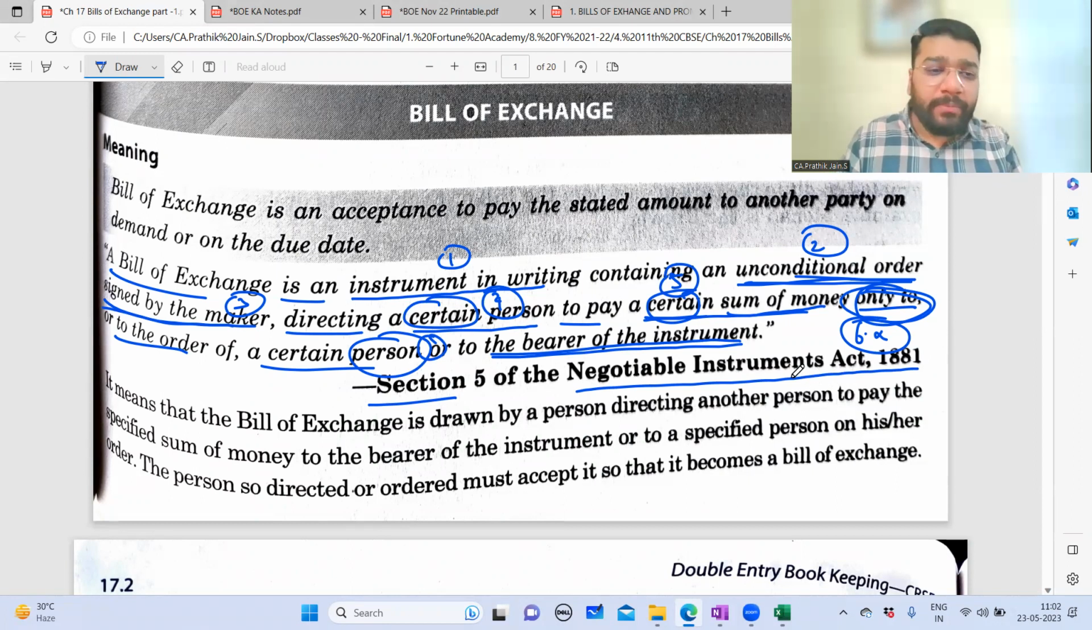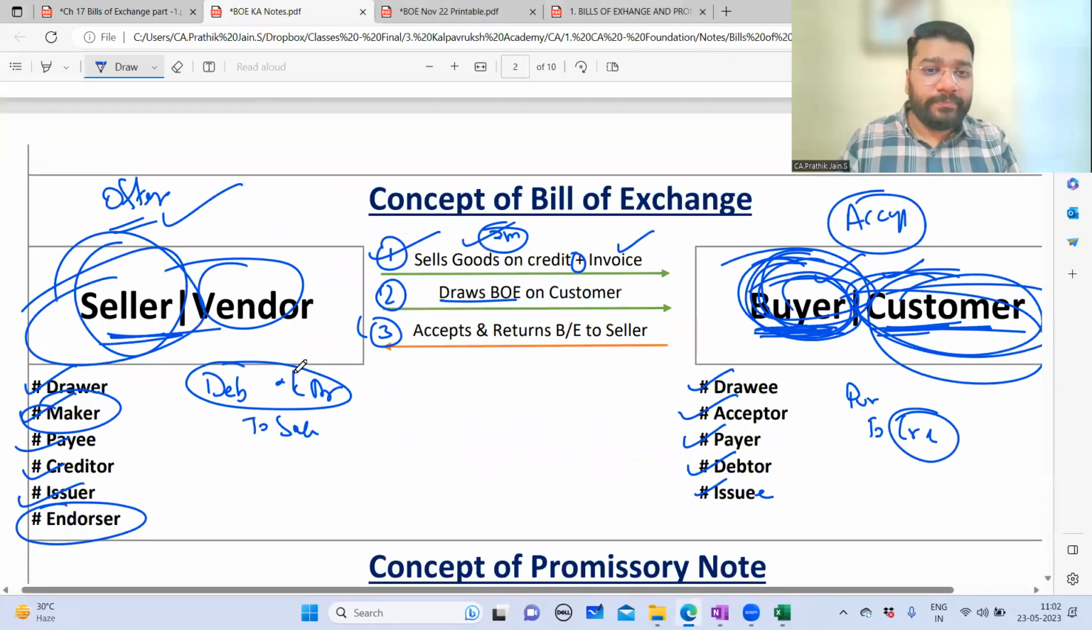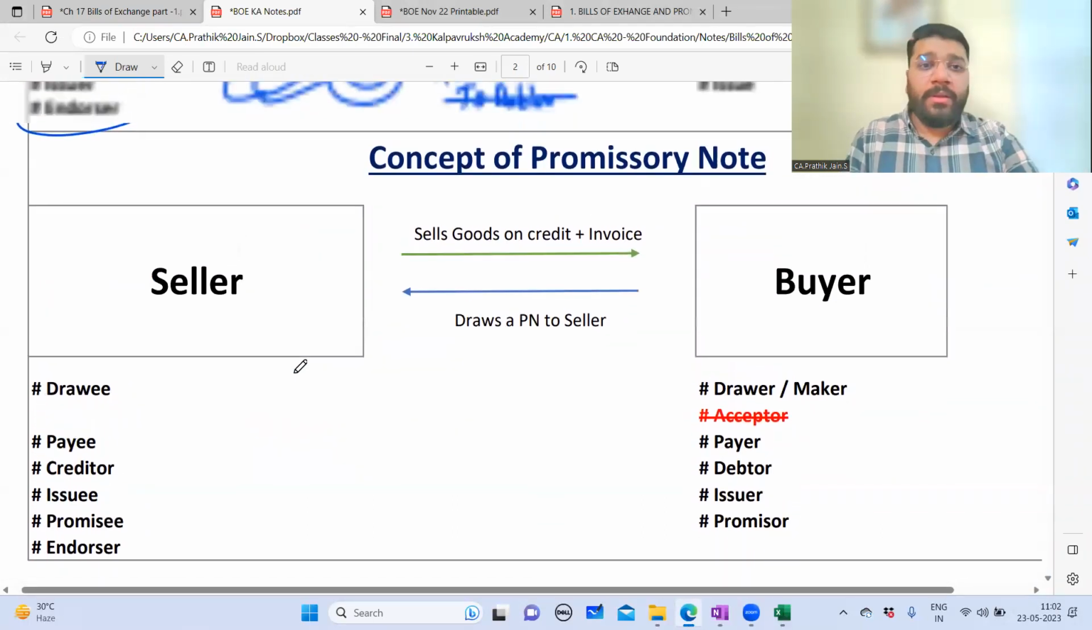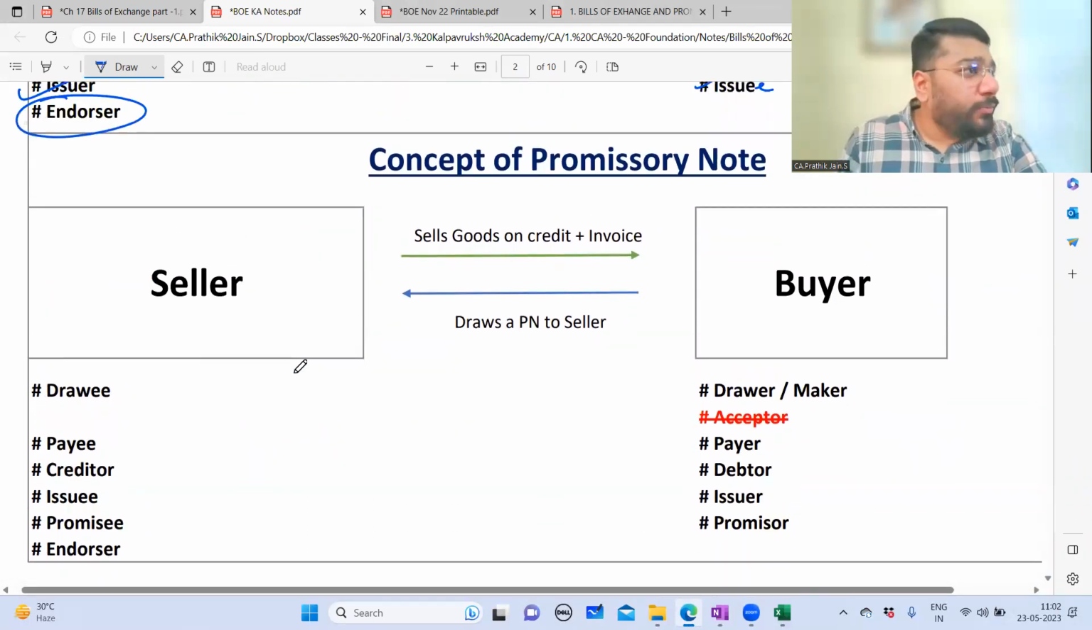Now, people, do you have any problem here? Online people, hello? No, sir. No, sir. No, sir. Can we go to the next concept, promissory note?